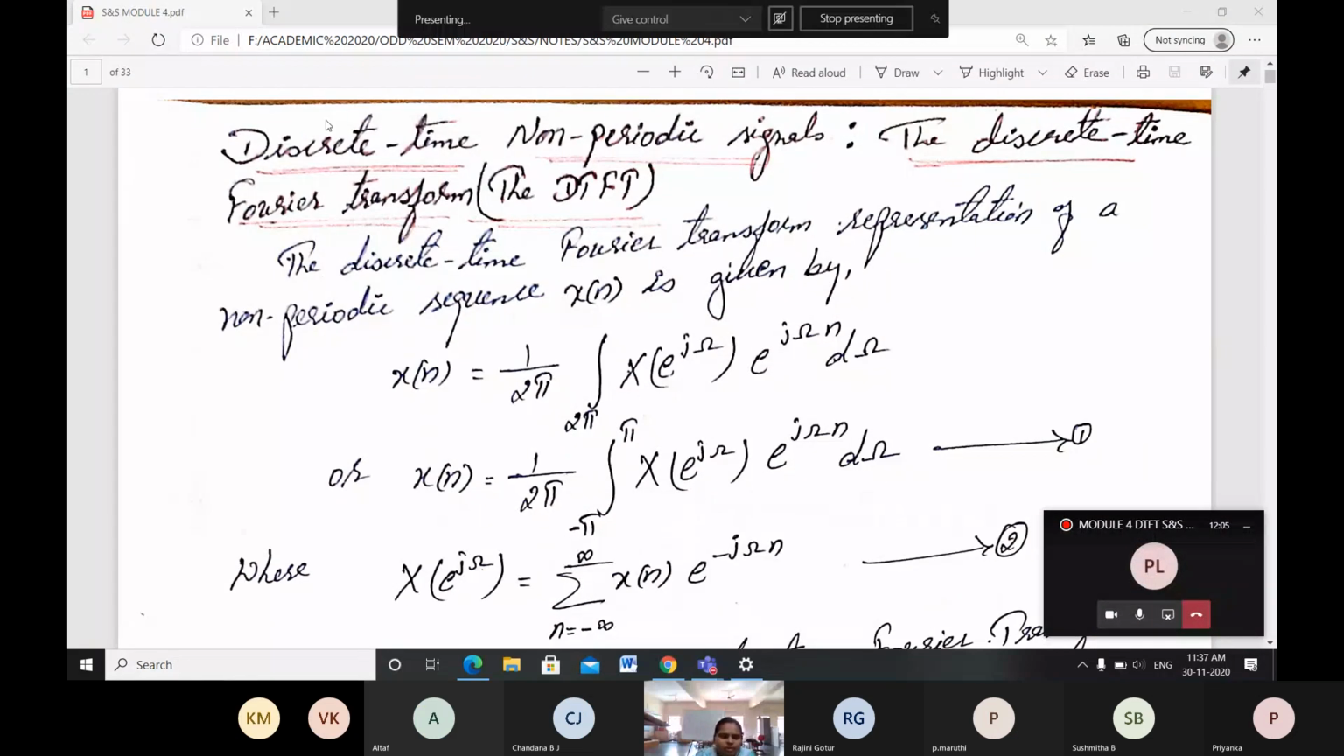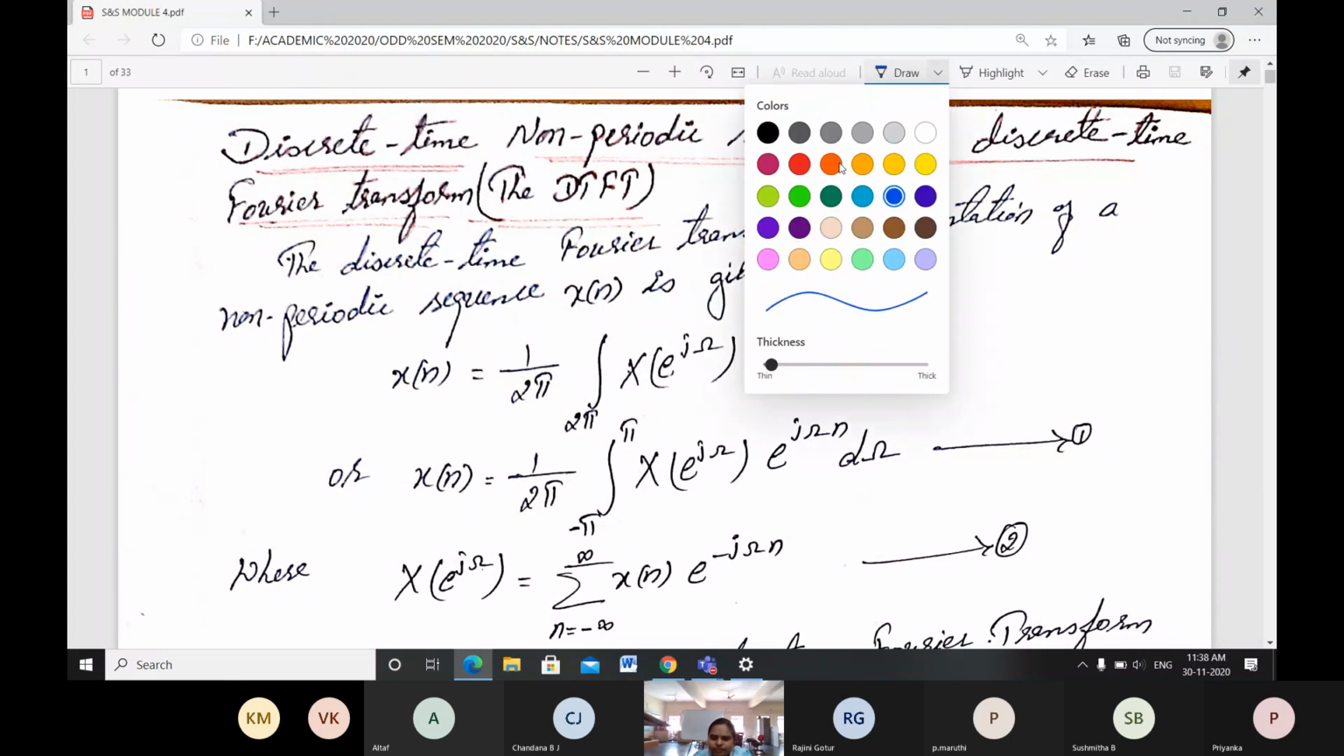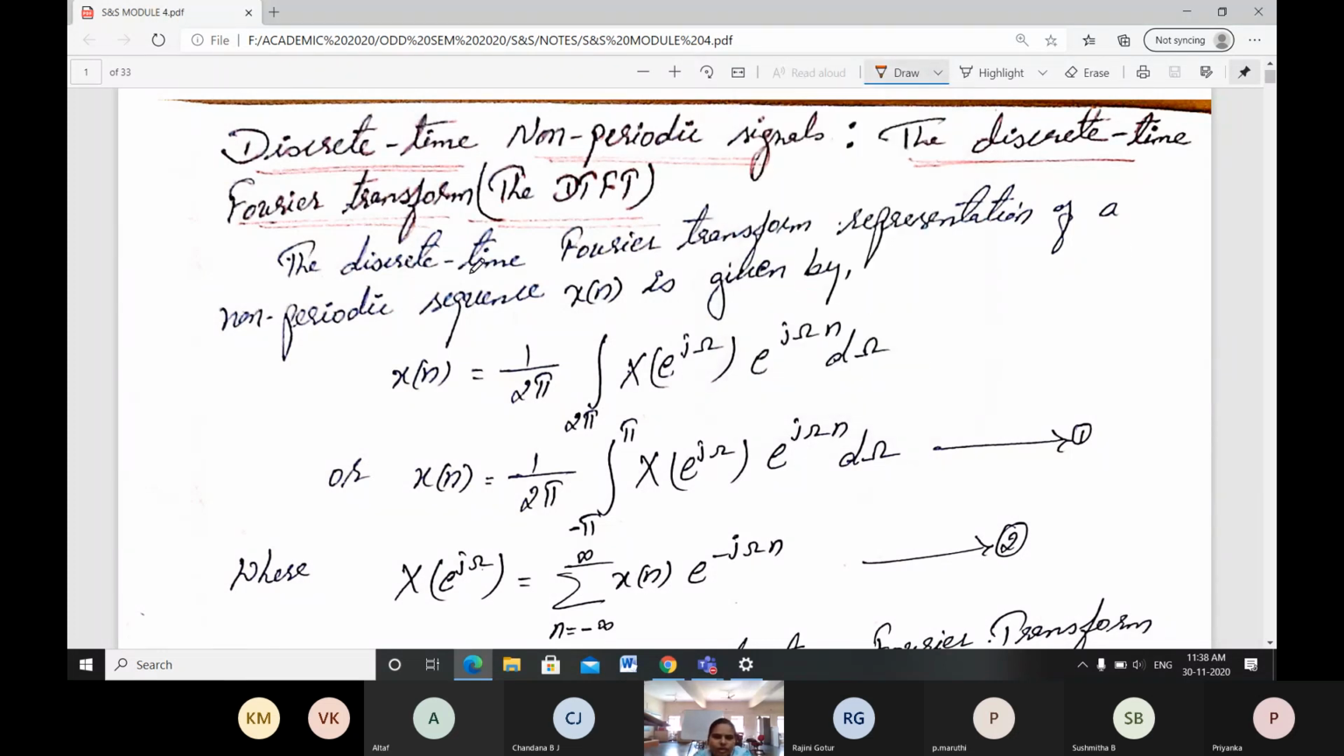Okay, the fourth module is of discrete time non-periodic signals, that is, the discrete time Fourier transform. The discrete non-periodic signals we will be preferring for DTFT only. What all the modules we are learning, it's for non-periodic signals only. Then the discrete time Fourier transform, the Fourier transform representation of the non-periodic sequence x of n.